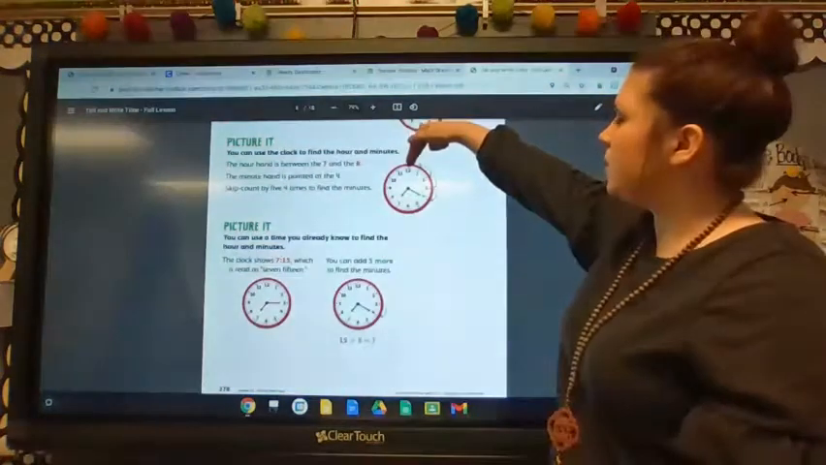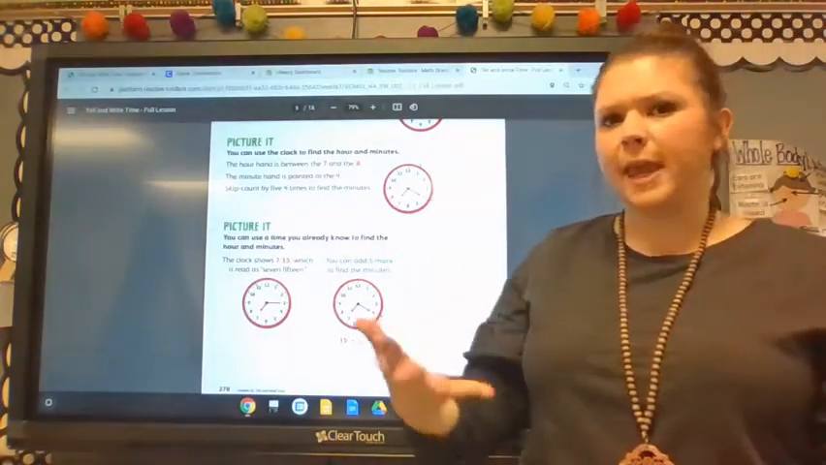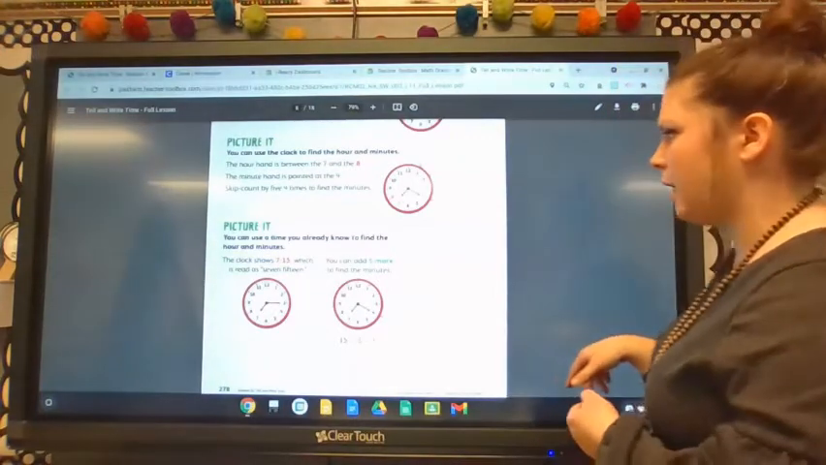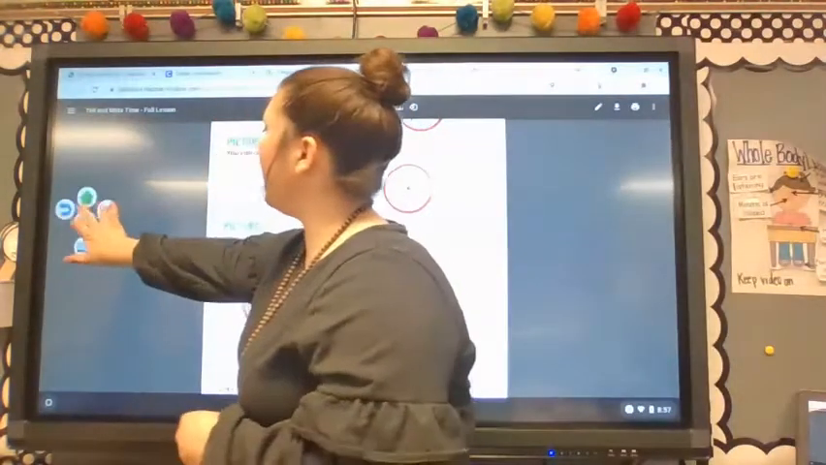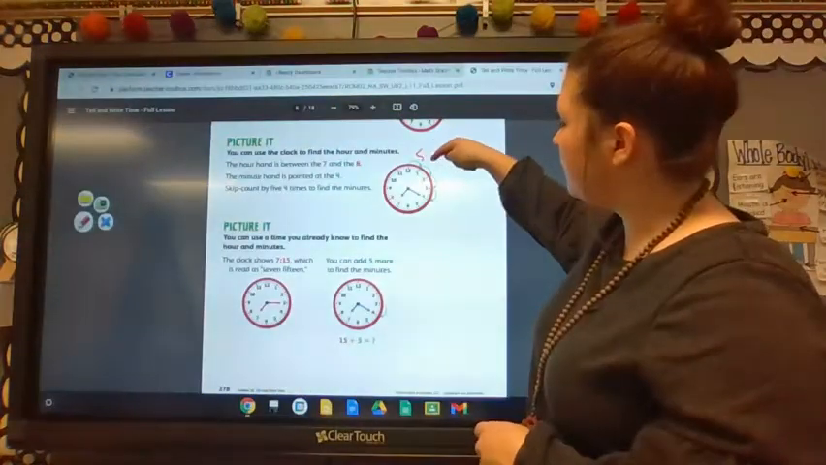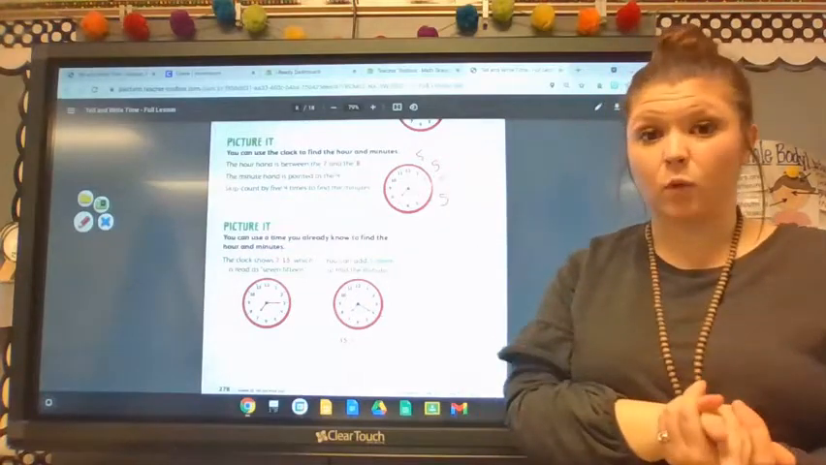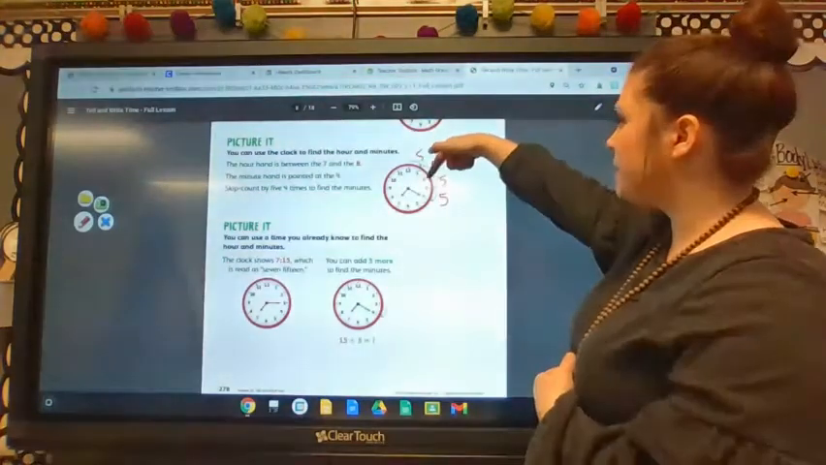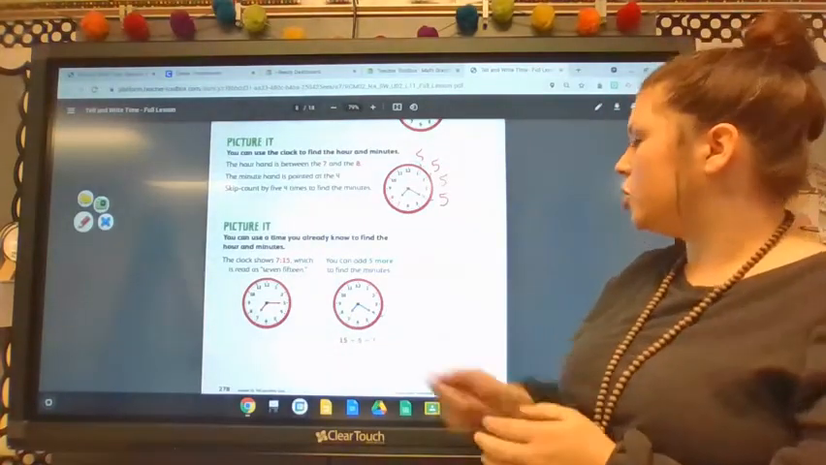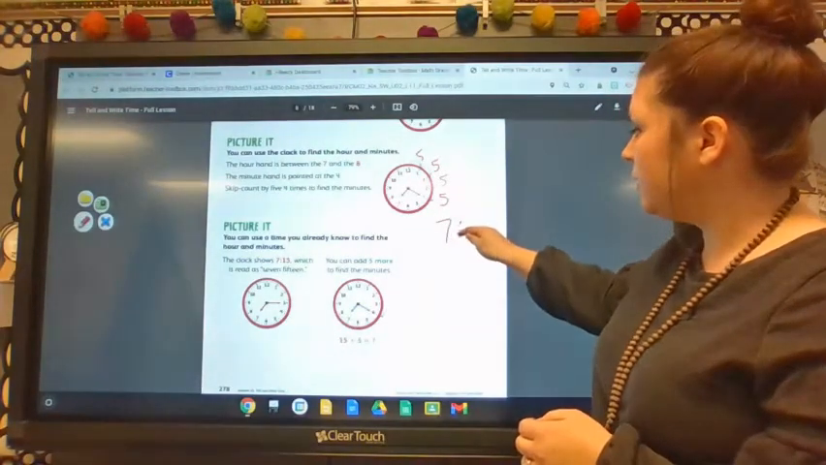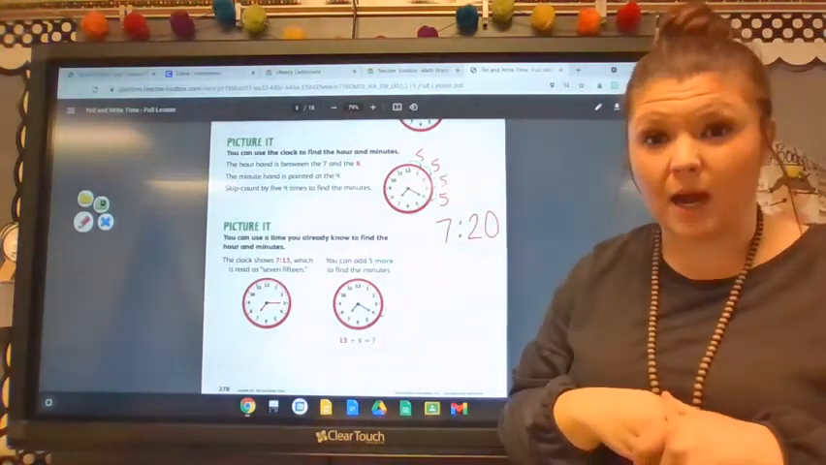So remember, we start at 12 and we count around our clock 4 times. What do we count by around our clock 4 times? We count by 5, don't we? 5, 5, 5, 5. So we count 5s 4 times. Let's do that. 5, 10, 15, 20. So the time on our clock is showing 7:20. So this is how we can write that digital time, okay?